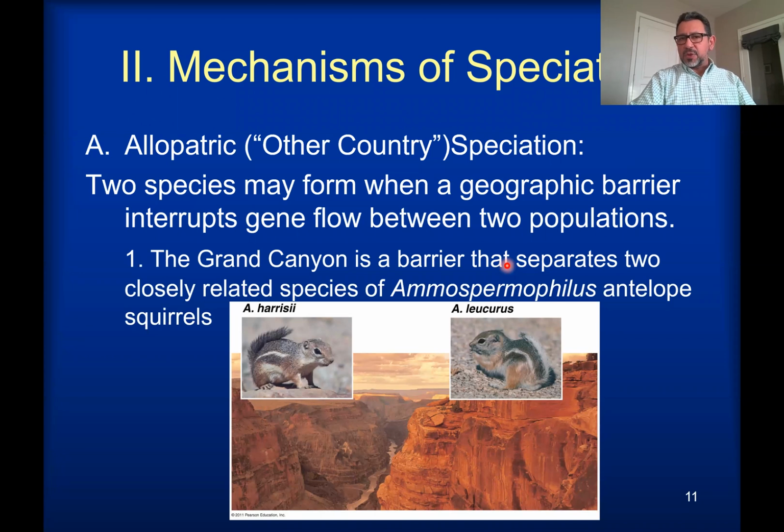And so if you choose to use the word another, another begins with an A, allopatric begins with an A, and maybe that can help you remember later on which one of the two mechanisms of speciation we're making reference to. So in allopatric speciation, or another country, there's going to be a geographical barrier separating two populations.